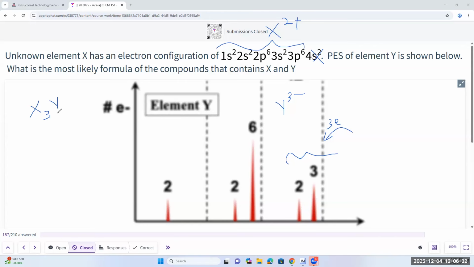So we need to have 3 X ions combining with 2 Y ions. And why did I do that? I just swapped the charges. So X is 2+. I use that as the subscript for the anion, and then Y is 3-. I use that as the subscript for the cation, and that should give us a neutral ionic compound, X3Y2. What questions, concerns, comments do we have at this point? Any questions, concerns, comments?